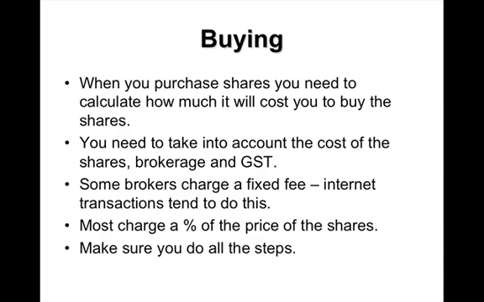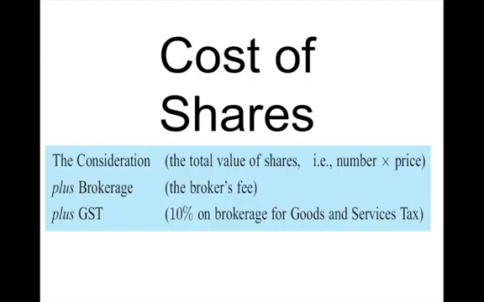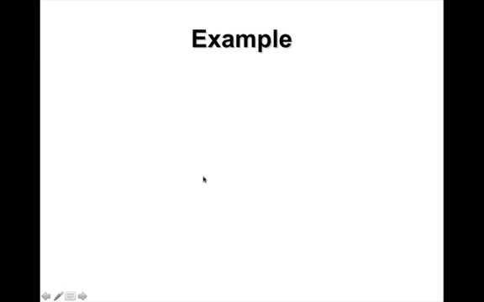Make sure you do every single one of the steps, which I'll show you next, to get the questions right. Because if you jump, you can make mistakes, and once you make a mistake in some of these questions that are quite long, they'll just keep on rolling. So, cost of the shares. The consideration is the total value of the shares timed by the price. So the number of shares you're going to buy timed by the price. The broker's fee is added on there, and GST is 10% of the brokerage. Now that might sound a bit gobbledygookish, but let's have a look at an example.